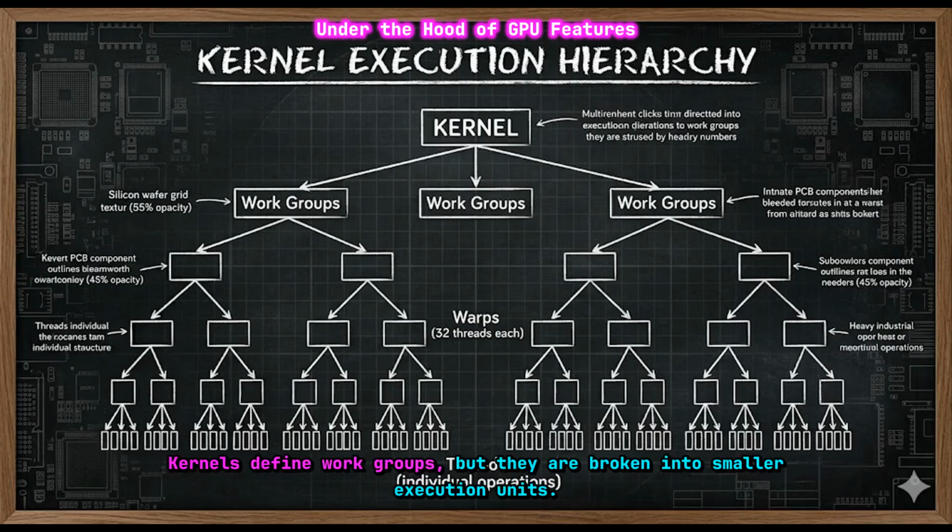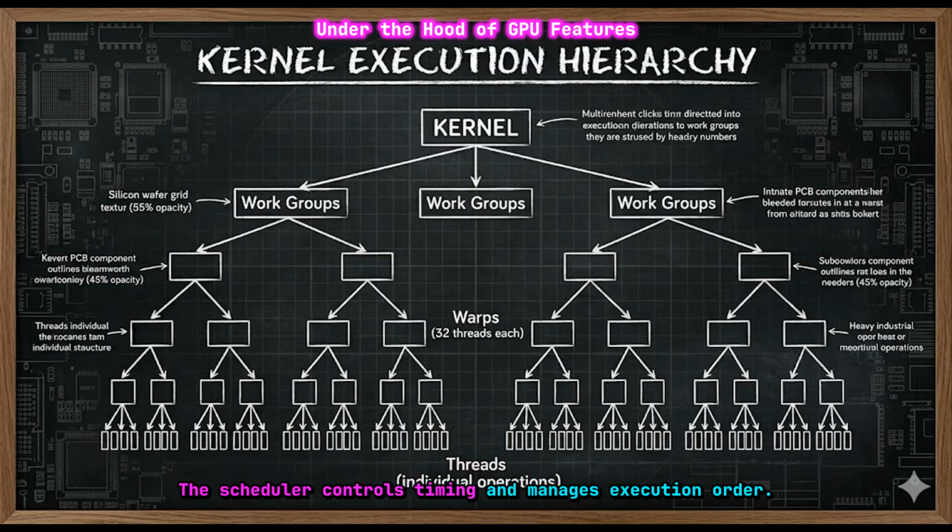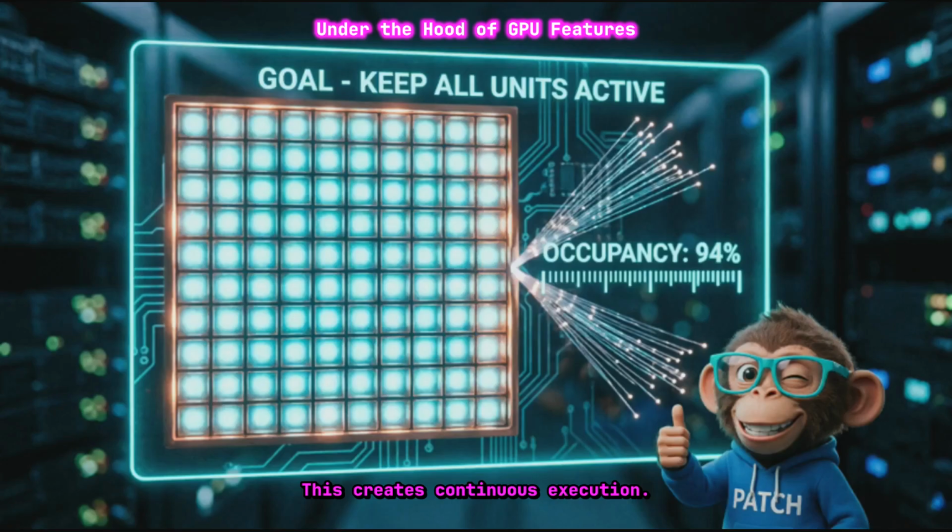Kernels define work groups, but they are broken into smaller execution units. The scheduler controls timing and manages execution order. If one task stalls, another replaces it instantly. This creates continuous execution, even though everything is constantly switching underneath. The goal is occupancy. Keep all compute units active at all times.